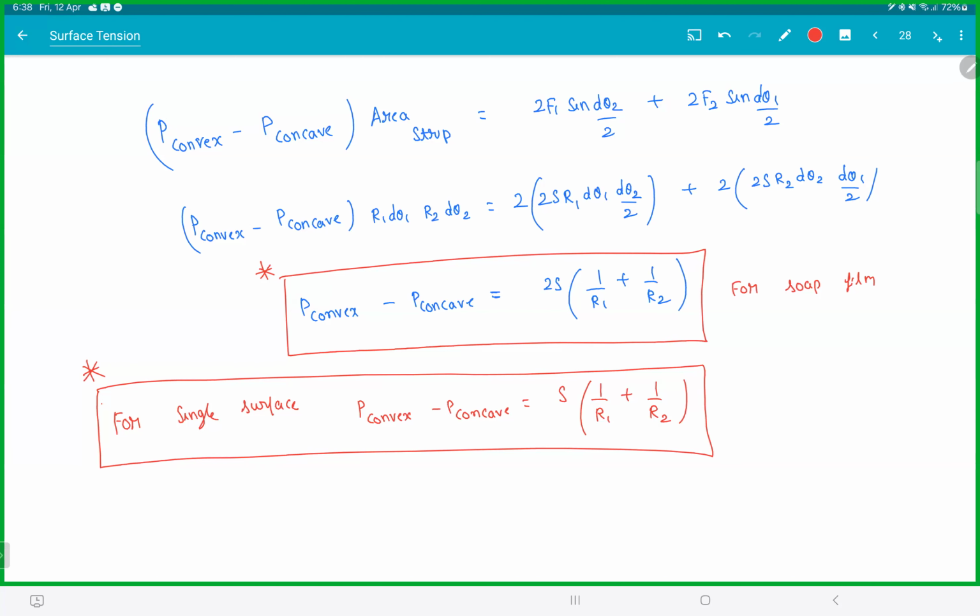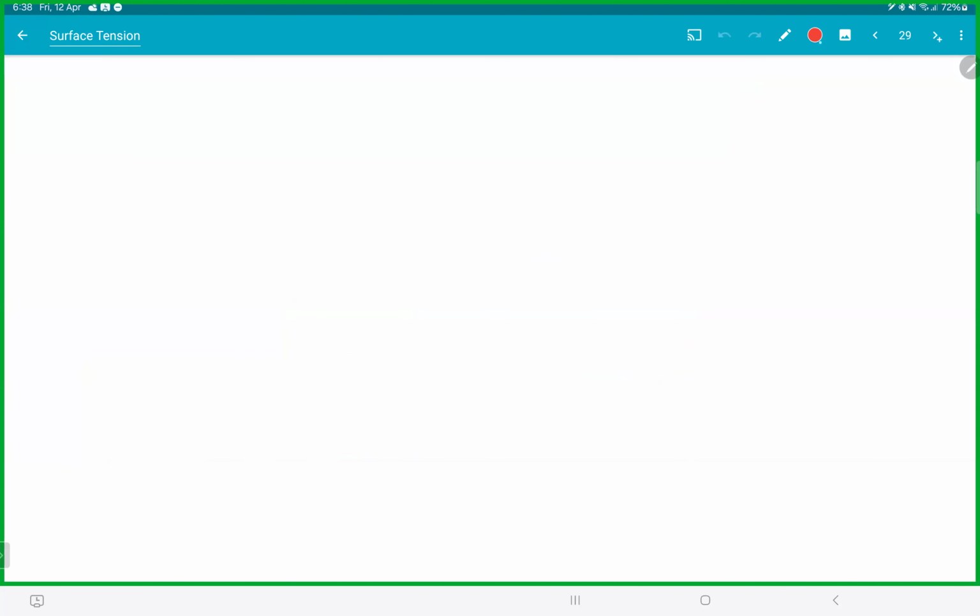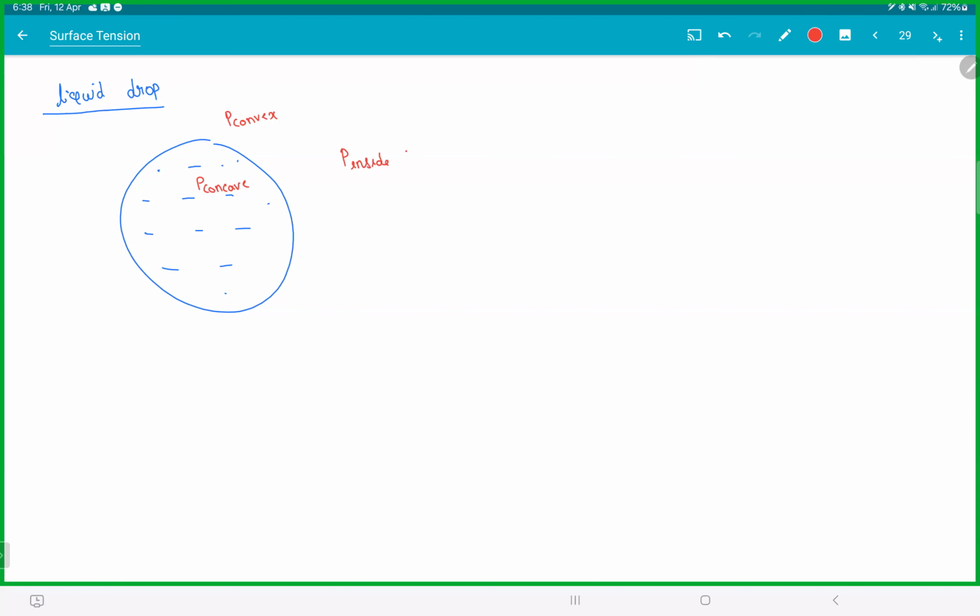Clear? Let's see some examples on this. Now, if you take a liquid drop, in a liquid drop there's only one surface. So here P convex is inside, P concave is outside. So we can say P inside minus P outside is, what is the formula?